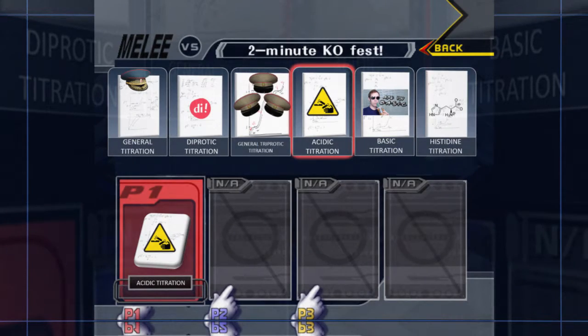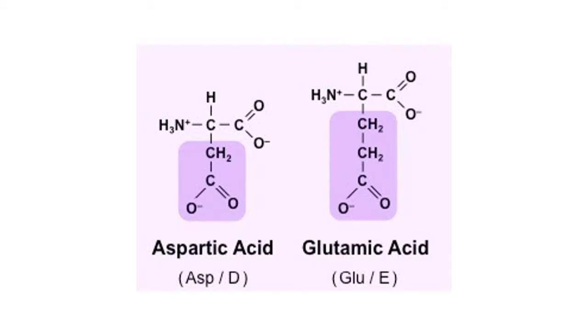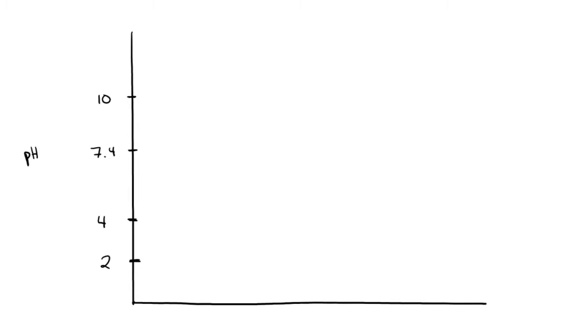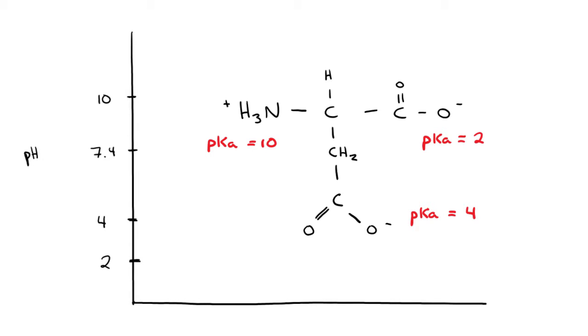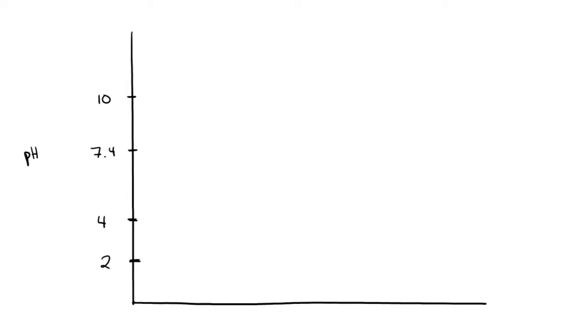Acidic titration. This includes aspartate and glutamate. Drawing out our graph, we know that we have 3 pKa's to consider. We have 2, 4, and 10. So drawing out our line, here's what our graph will look like.